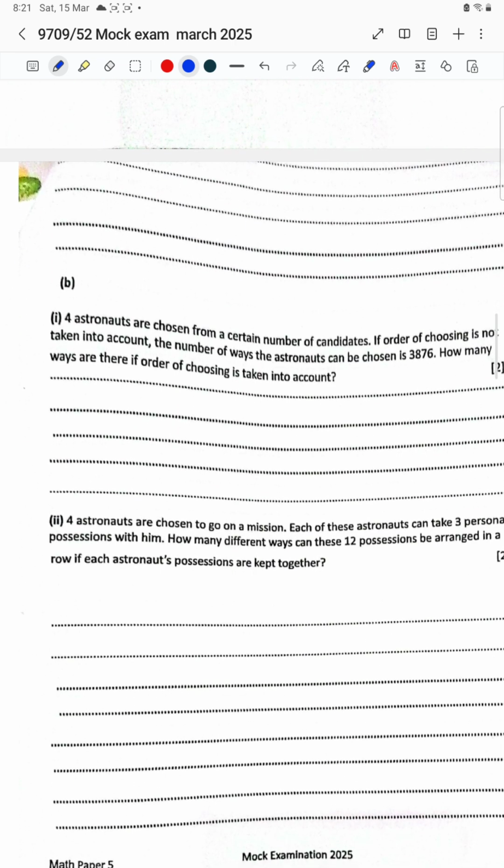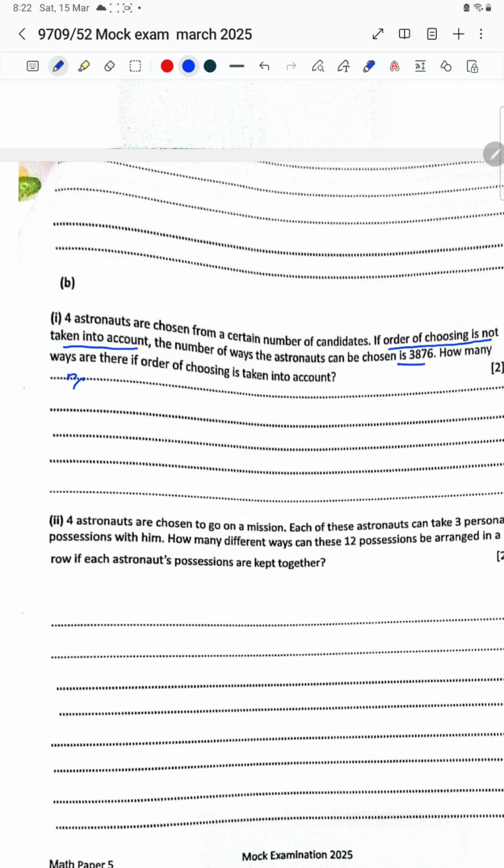Okay, here the next question. 4 astronauts are chosen from a certain number of candidates. If order is not taken into account, so it means the case is what? Combination. Yes, because combination is the process in which order of arrangement is not required. The number of ways the candidates can be chosen is this. It is given that we have to select four from a certain number.